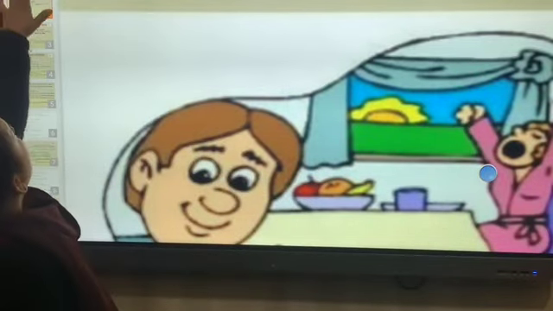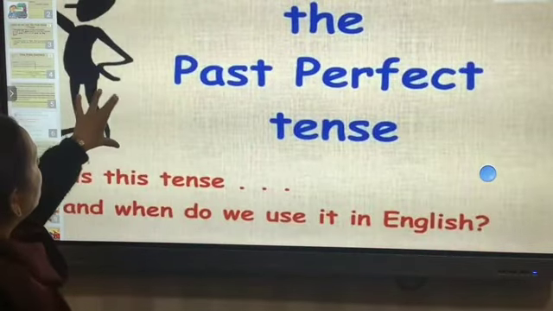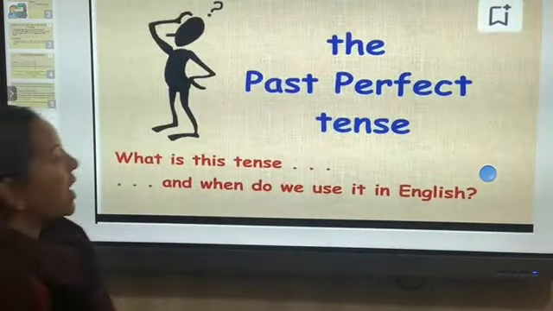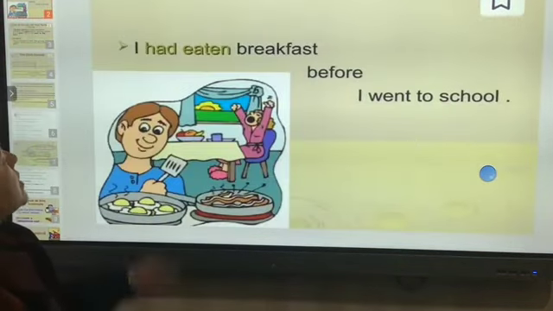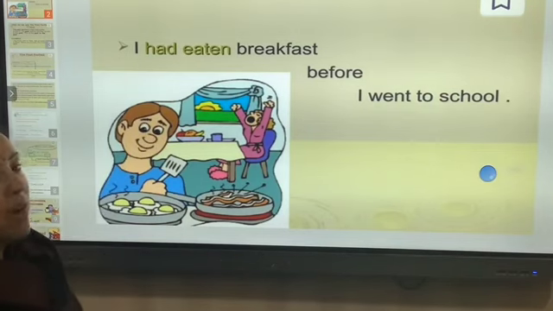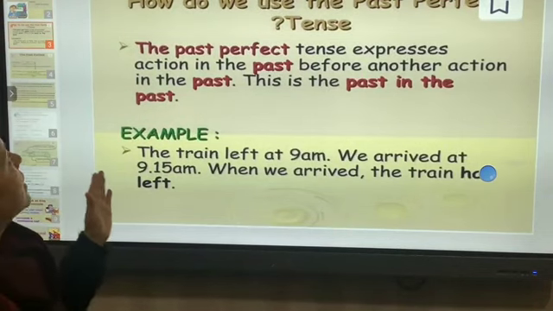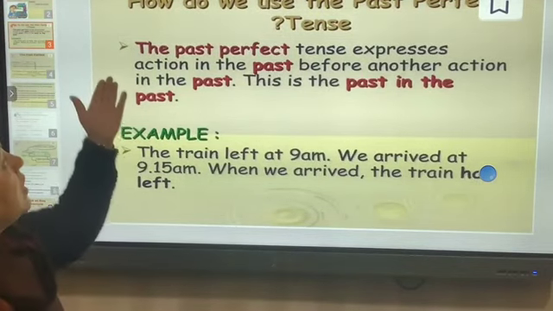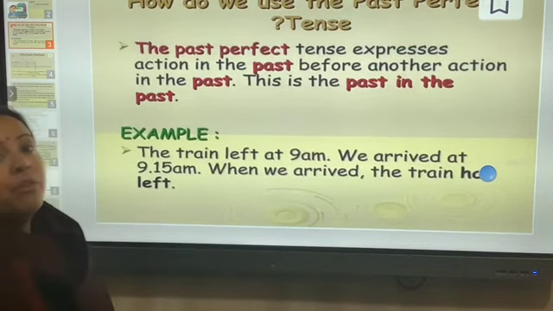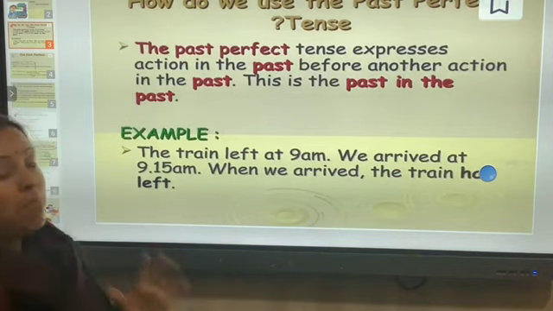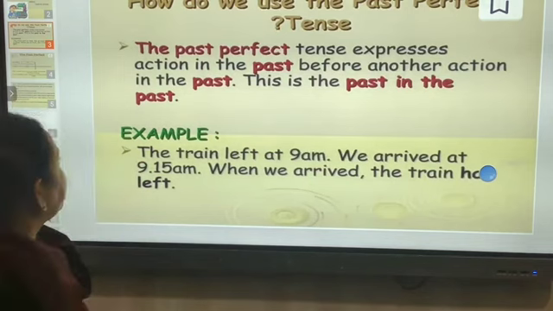Today we are going to learn about the past perfect tense. What is this tense and when do we use it in English? Let's focus on this example. I had eaten breakfast before I went to school. Looking at that example, we can conclude that the past perfect tense expresses an action in the past before another action in the past. So this tense is the past of the past.